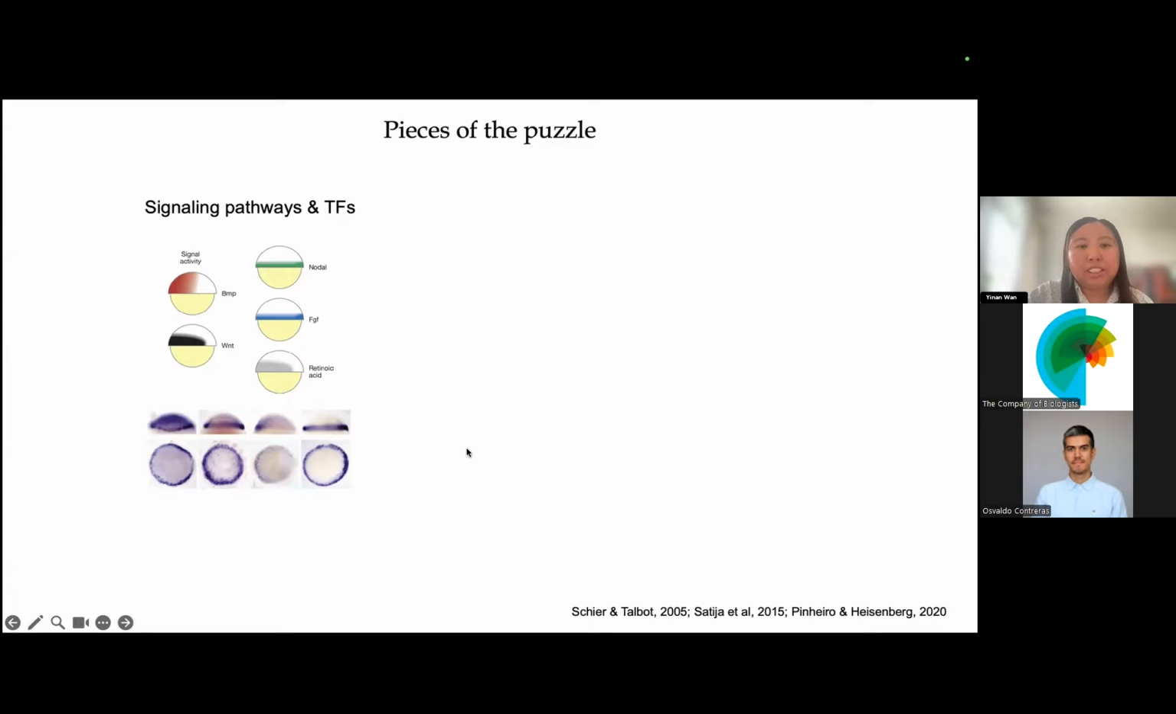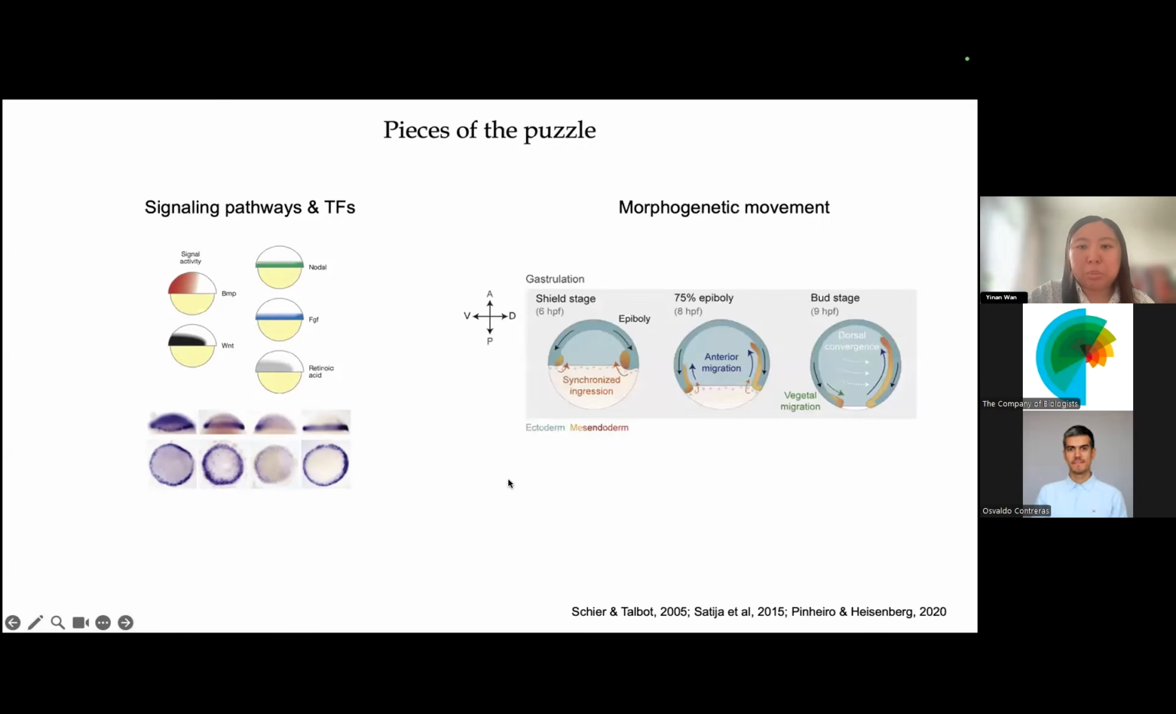Of course, these are not static snapshots. Everything is put into complex patterns of morphogenetic movement. For example, if you follow the dorsal margin, you know that they involute during gastrulation and go through convergence and extension to form the dorsal axis.